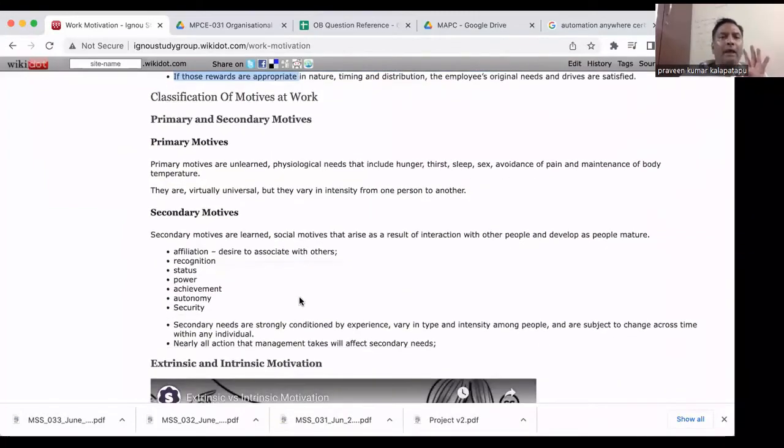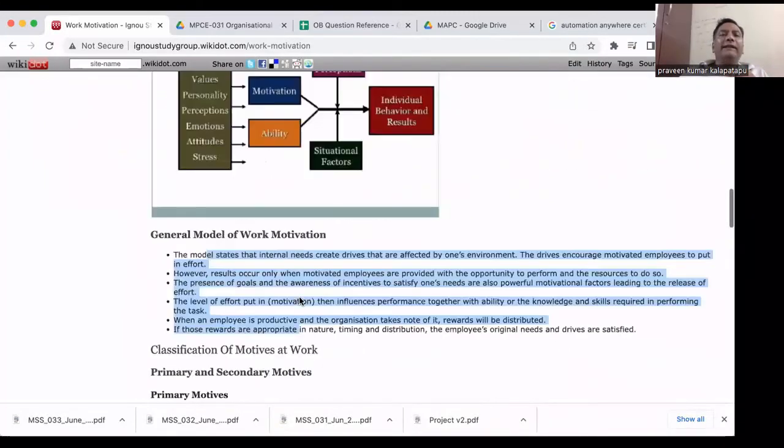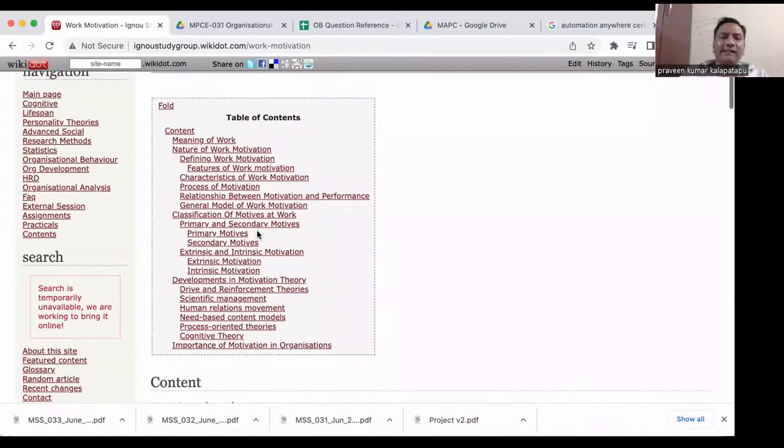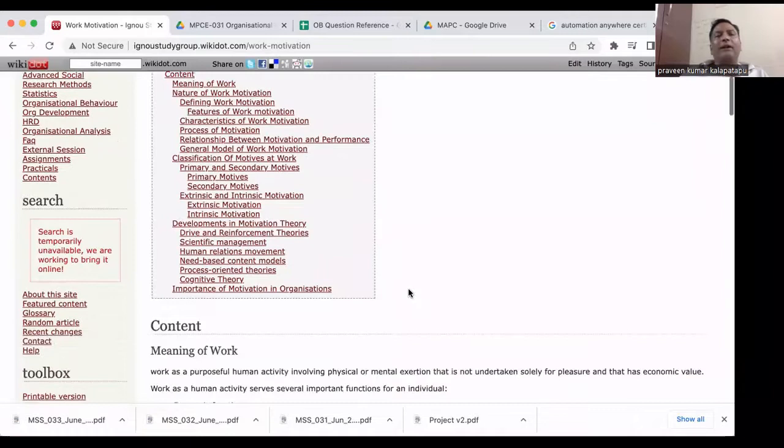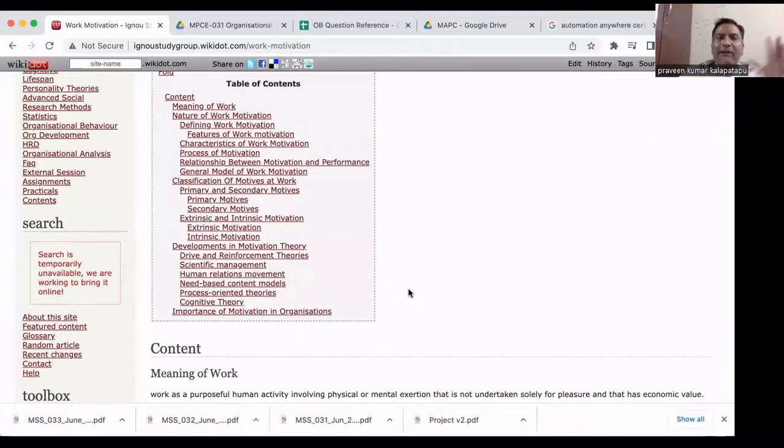Okay. So now going into the second leg of it, which is classification of motives at work. So now we understood what motivation is. We understood the difference between motivation and performance. We generally understood how the overall motivation model works, right? Needs, supported by environment and drives, etc. Now we are actually learning the classification of motives at work.